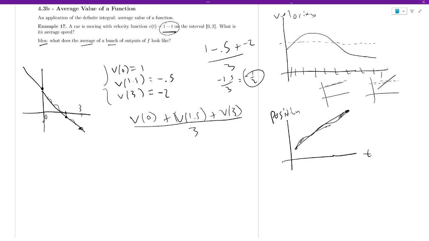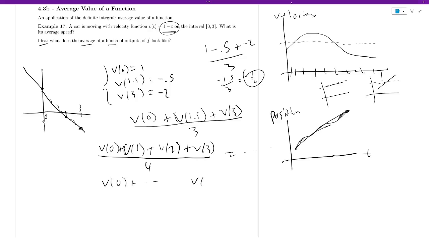So we can imagine maybe we do 4 of them instead. We do v of 0 plus v of 1 plus v of 2 plus v of 3. Maybe I grab 4 outputs. I'm not going to compute them this time, but just imagine grabbing 4 outputs, adding them, and dividing by 4, and I get some number. But maybe that's not good enough. Maybe I want to take 5 outputs and divide them by 5. Or maybe I want to take 6 outputs and divide them by 6, right?